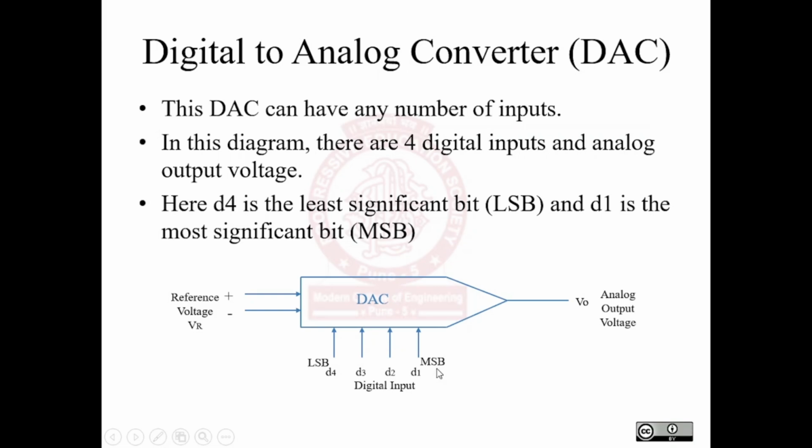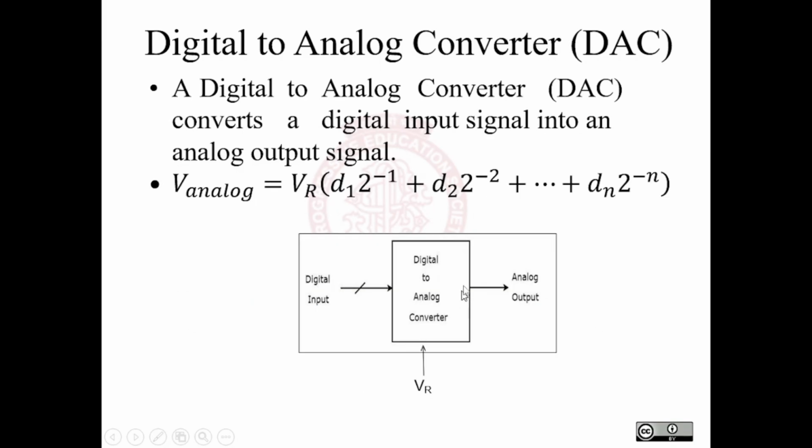Now, the digital to analog converter, as we see in the diagram, has four digital inputs, that is D1, D2, D3, D4, D1 being the MSB and D4 the LSB. Here we have the reference voltage. It can either be a positive reference voltage or a negative reference voltage, which is given to the input of the DAC. The output of the DAC is an analog output voltage signal. So this is another form: digital input, V reference, and the output is an analog signal.